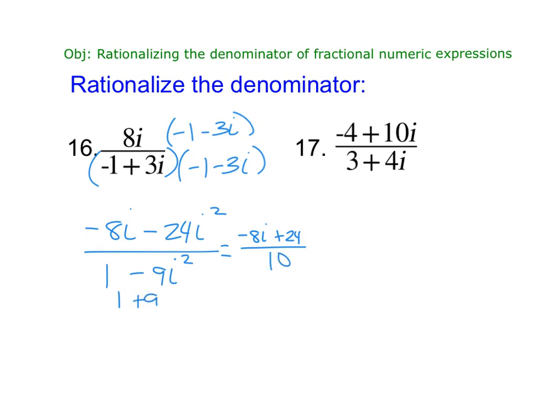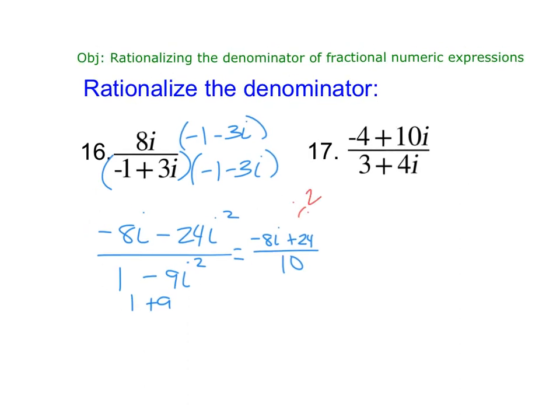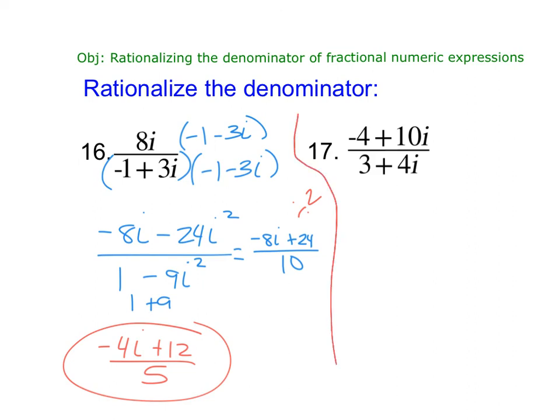And then I can divide everything by 2. Negative 4i plus 12 all over 5. And I'm going to leave it like that, even though some math teachers might judge my video. I don't care. All right, last one.